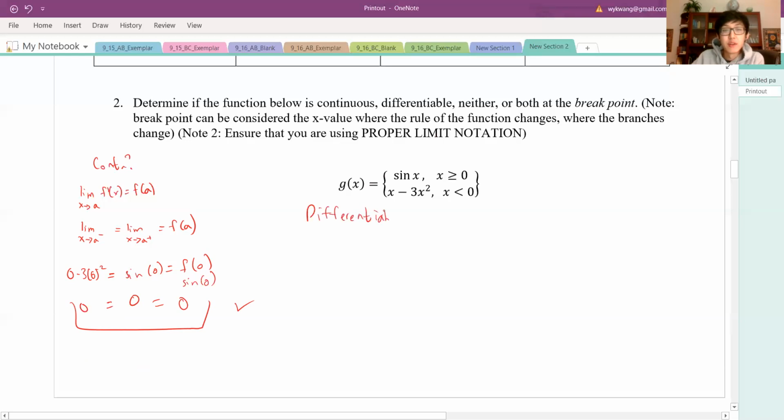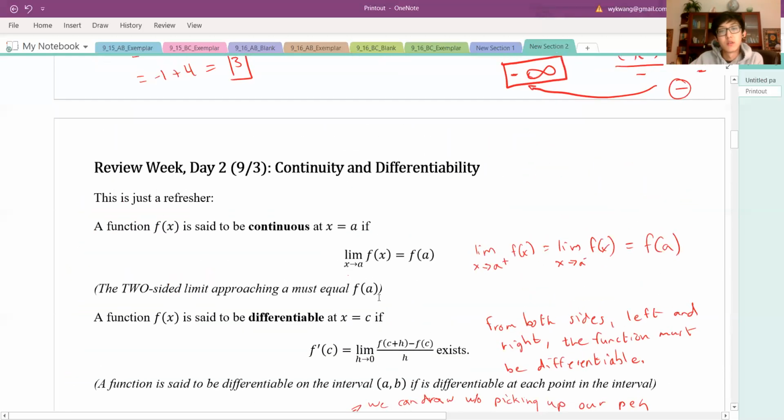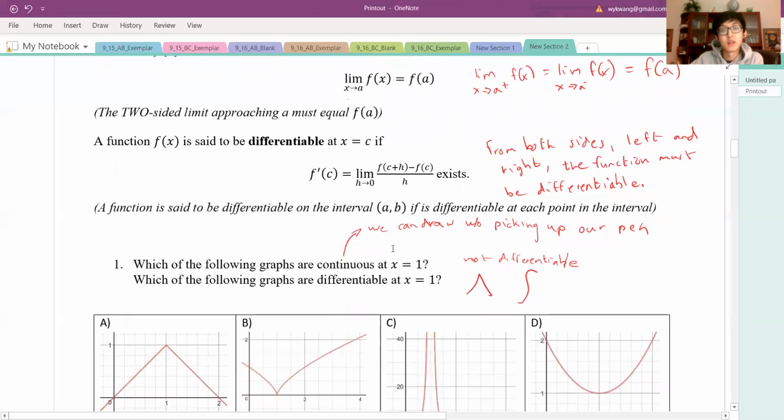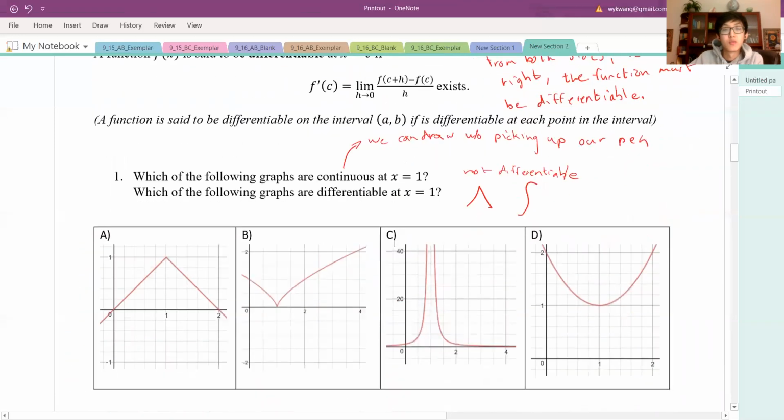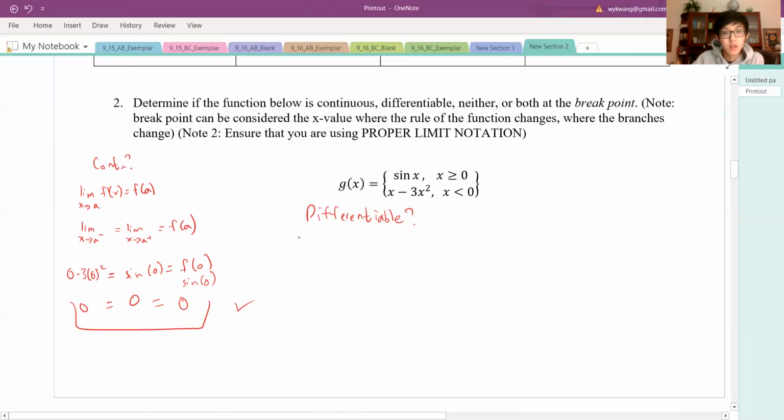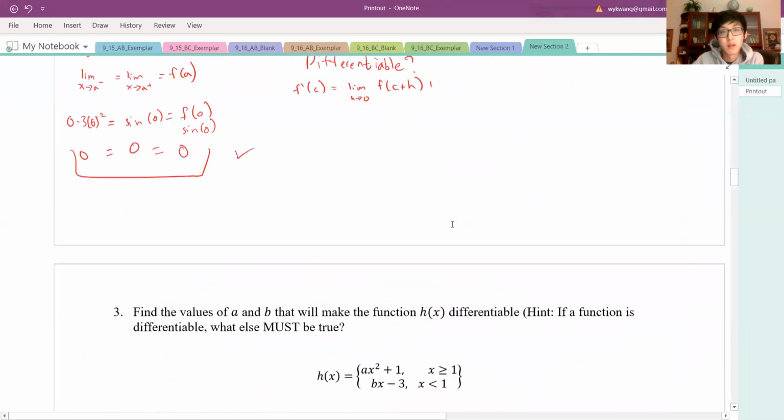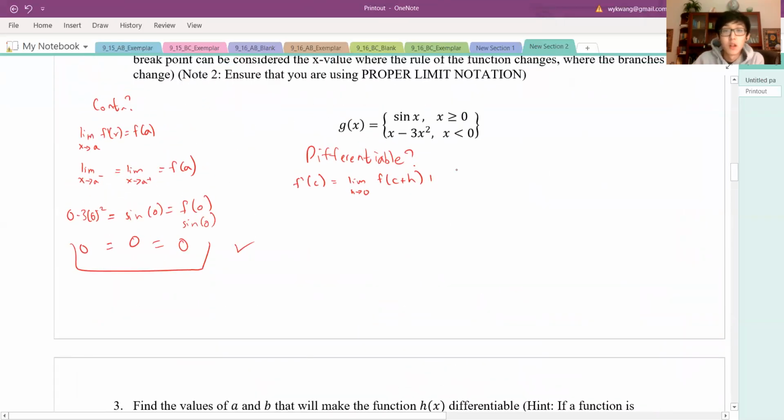is looking at the derivatives from the right and left. Remember? So that limit notation, the limit as h approaches 0. So what we're really looking at is f prime of c is equal to the limit as h approaches 0, I'm just writing down the definition again, of f of c plus h minus f of c all over h, right?